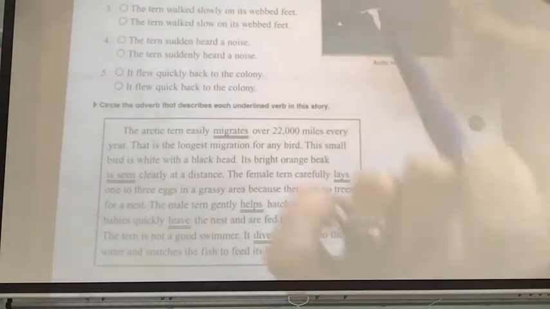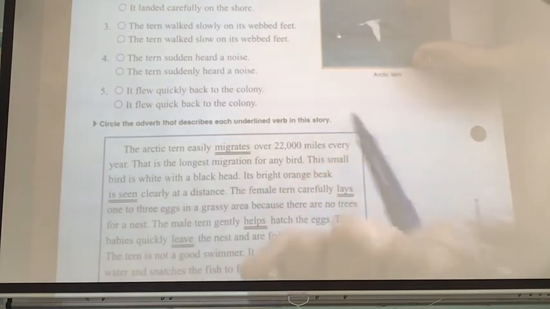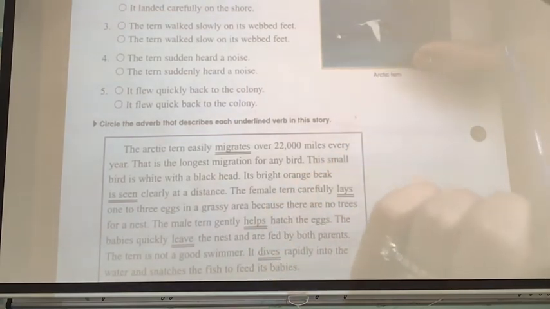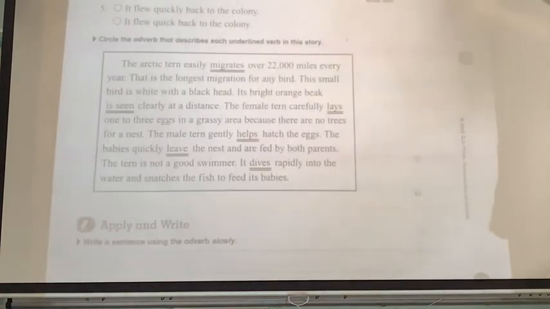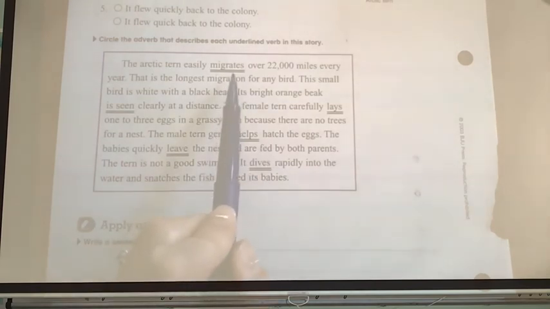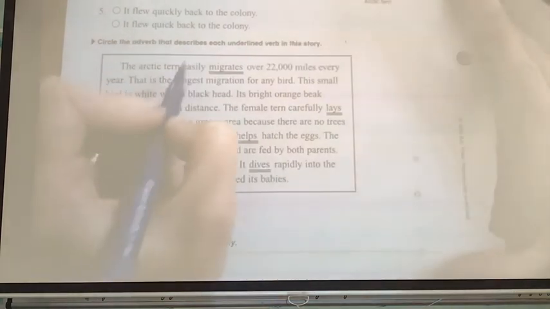All right, on the back, you're going to do the same thing at the top part. Choose which sentence is correct. And then in the second part, it wants us to circle the adverb that describes each underlined verb in the story. So this is just like the top part on the front, except instead of individual sentences, you have it in a paragraph. So I'm going to just do the first one for you. The Arctic tern easily migrates over 22,000 miles every year. Migrates is my verb. How does it do it? Easily, so I would circle it.